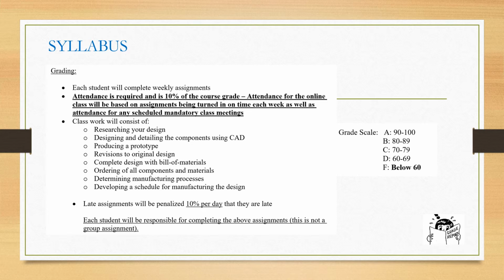Each student is going to be responsible for producing weekly assignments. Attendance is 10% of your grade, and that really is just turning in all of your assignments on time. And if we have any mandatory meetings, they would be online meetings typically, and that would be part of that. Just a brief explanation of what we're going to do in the class. And grades, it's a standard 10-point scale. For late assignments, it's 10% off per day. And make sure you keep all of your assignments as we go along. One thing I want to be very clear about is this is not a group project. These are individual assignments. Each person is to do their own work.